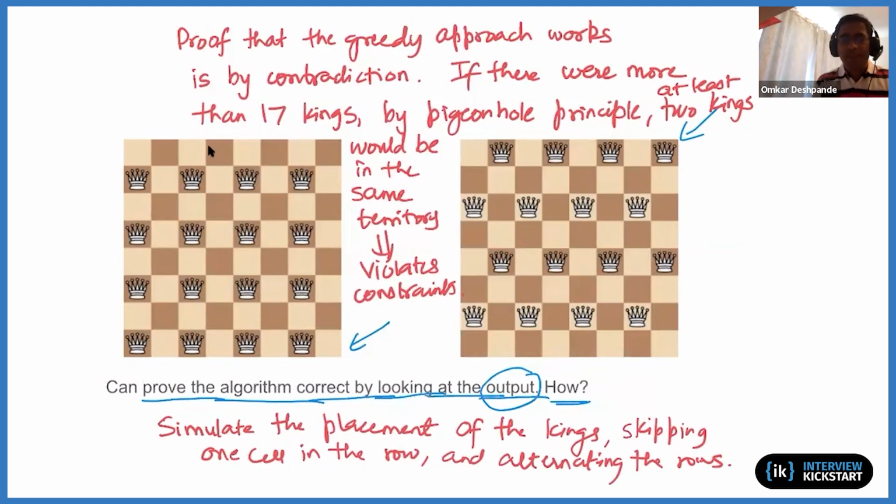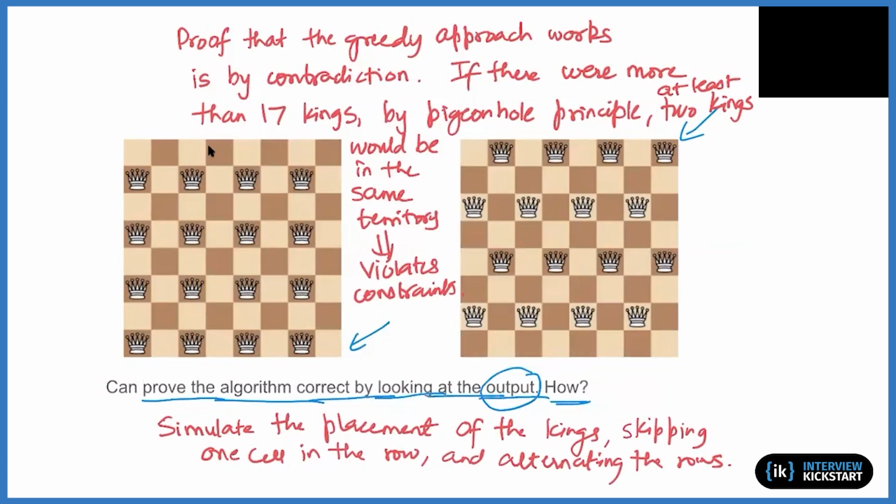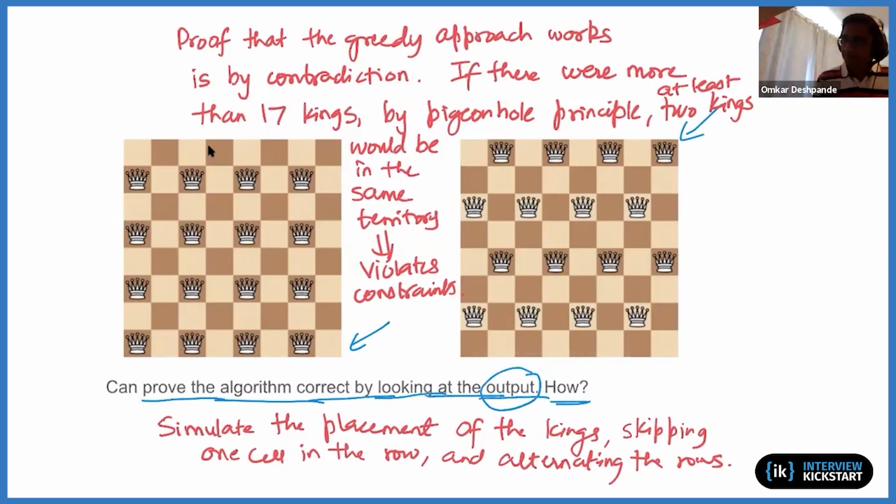Pramod? Yeah, I just want to clarify one thing. In that slide, should it not be if there are more than 16 kings? Sorry, yeah, greater than or equal to 17. Yeah. Okay, thanks. Thanks. Surjit.